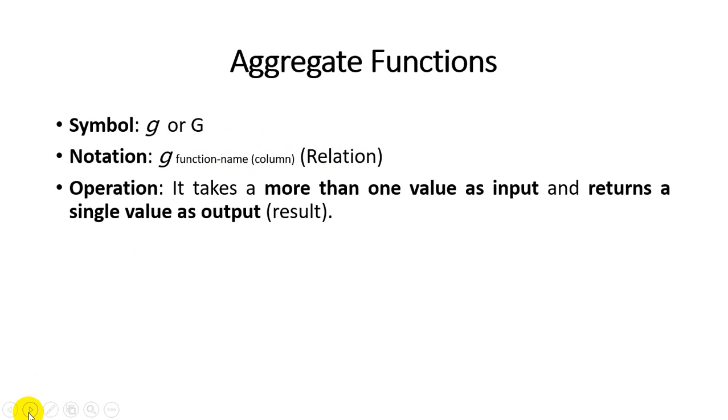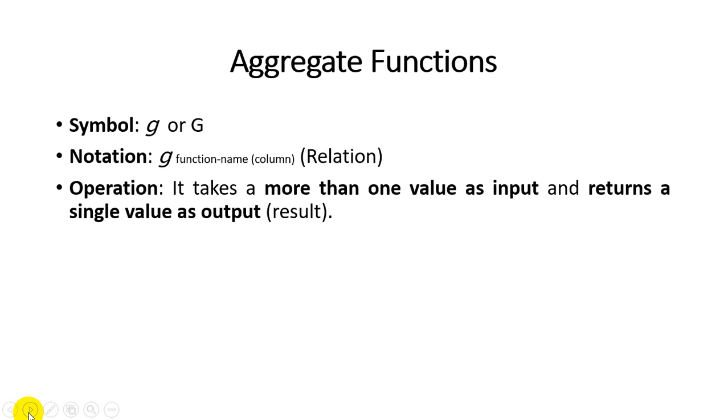The symbol is G, same like the alphabet G. Then the notation is the aggregate function name. What are the different aggregate functions to be used as per the requirement of the end user? We just put the name of the aggregate function through which we are applying it to a particular attribute name of a particular relation. So what is the requirement? It should come from the end user side, and we apply the aggregate function as per the requirement. It takes more than one value as an input and returns a single value as an output.